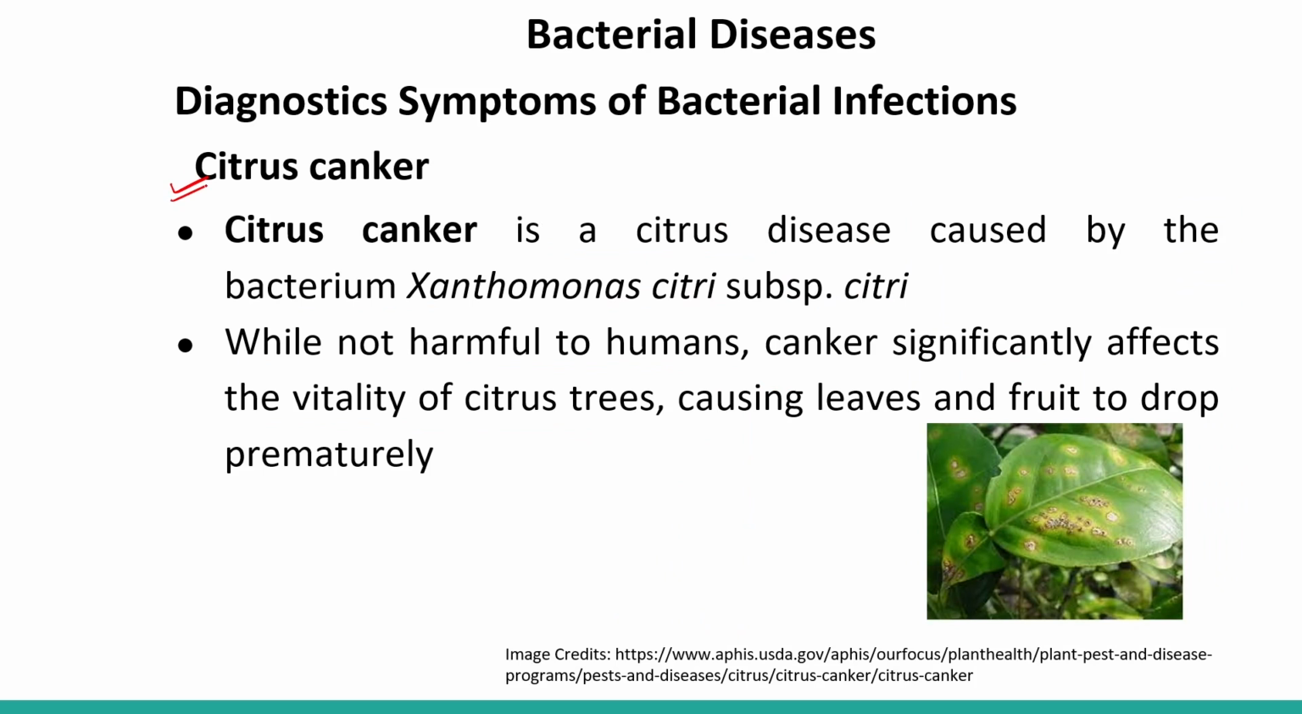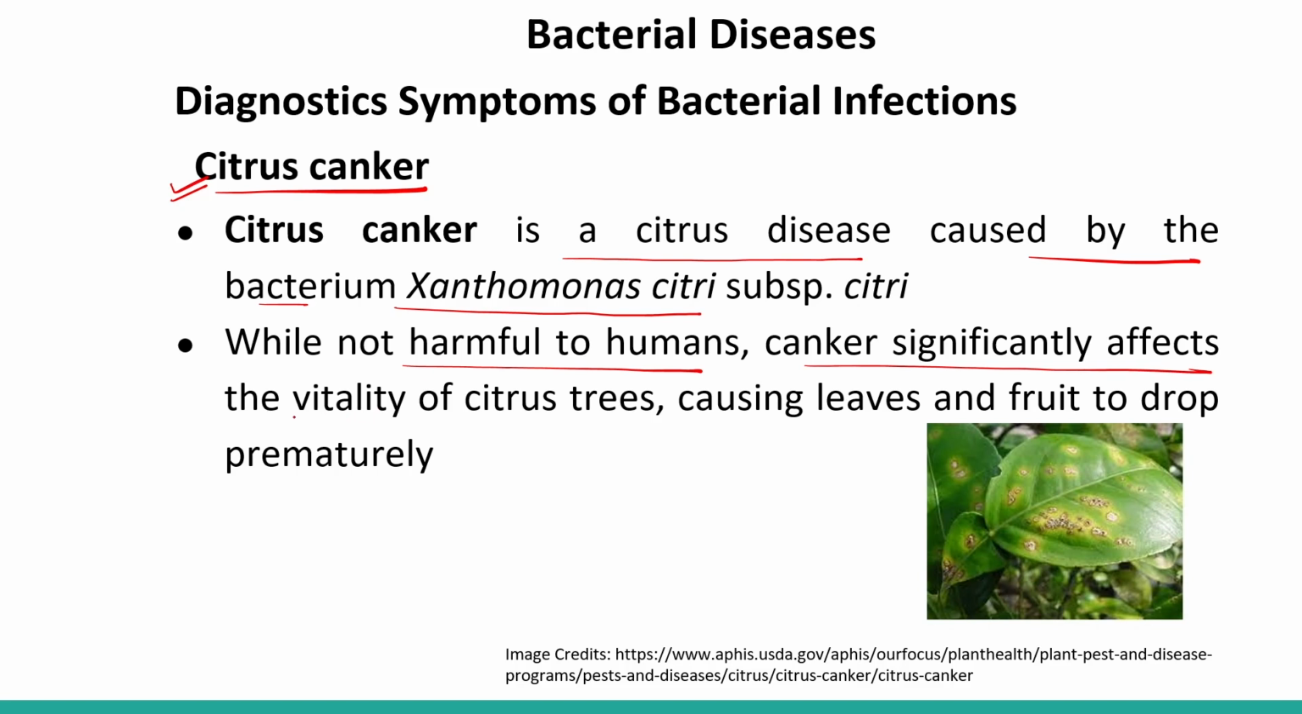Now, let us discuss this disease, citrus canker. This is a type of canker that can be seen in the citrus plant. Citrus canker is a citrus disease caused by the bacterium Xanthomonas citri. Okay, while not harmful to humans, canker significantly affects the vitality of citrus trees. Sometimes it is so affected that the citrus plant can die, causing leaves and fruit to drop prematurely. So you can see this is the infected area with Xanthomonas citri.